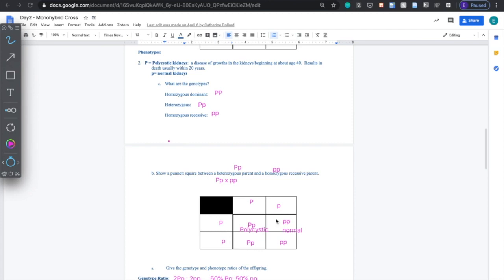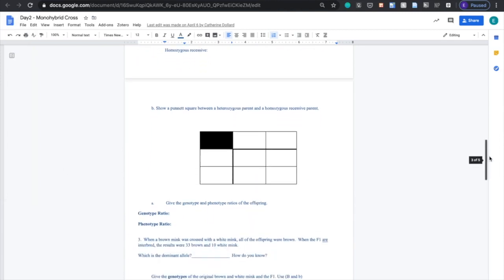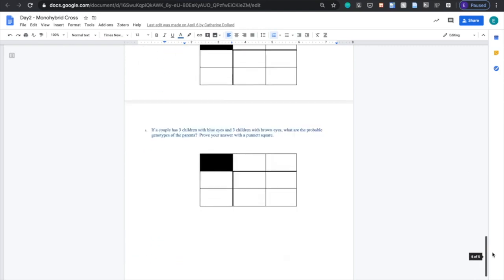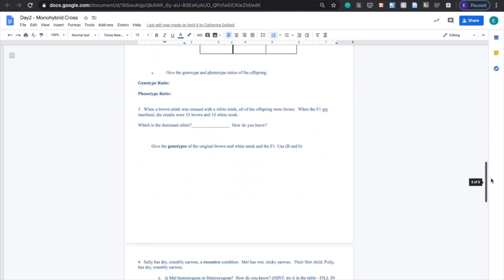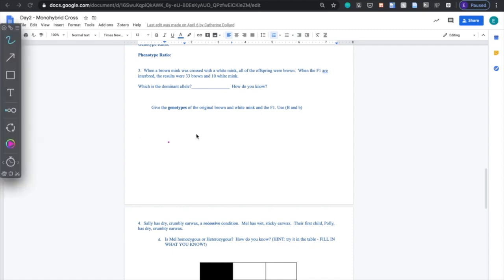Okay, so then we're going to scroll down and go to this next problem. Okay, we only have a few more. So this next problem says, when a brown mink, minks are like weasels, when a brown mink was crossed with a white mink, all of the offspring were brown. So we have a brown mink and a white mink, all of the offspring were brown.